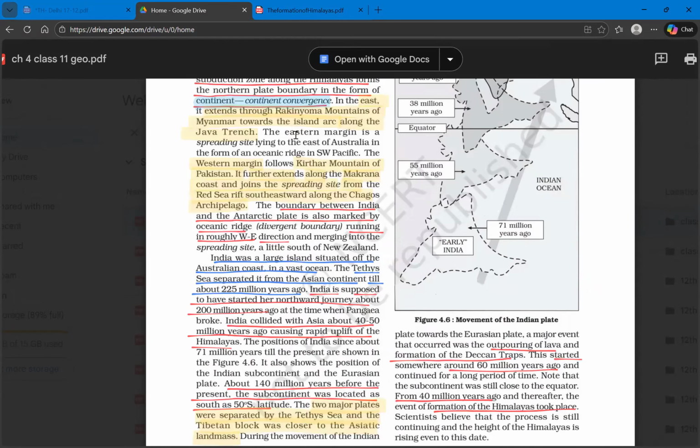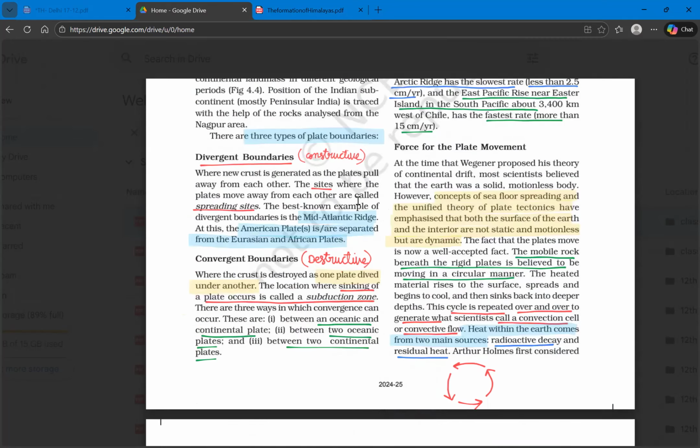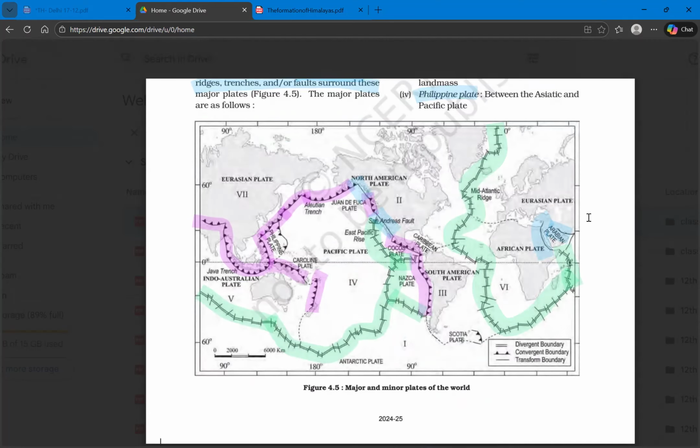And the eastern margin is a spreading site lying to the east of Australia in the form of an oceanic ridge in southwest Pacific. The western margin follows Kirthar Mountain of Pakistan. It further extends along the Makran coast and joins the spreading site from the Red Sea Rift southeastward along the Chagos archipelago. Here we have Pakistan, Kirthar Mountains along here, and the Red Sea here. Here we have Chagos. So this is the western margin.